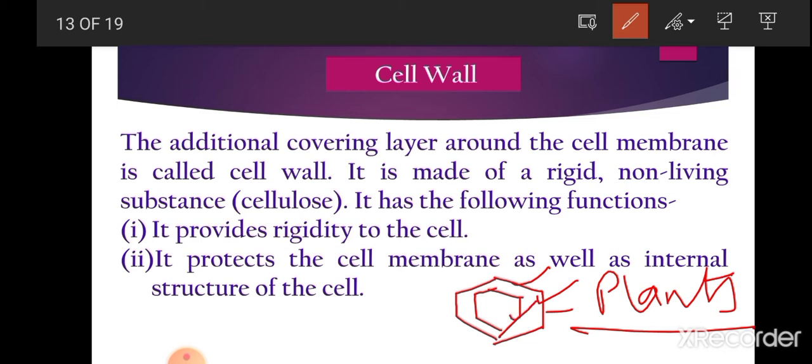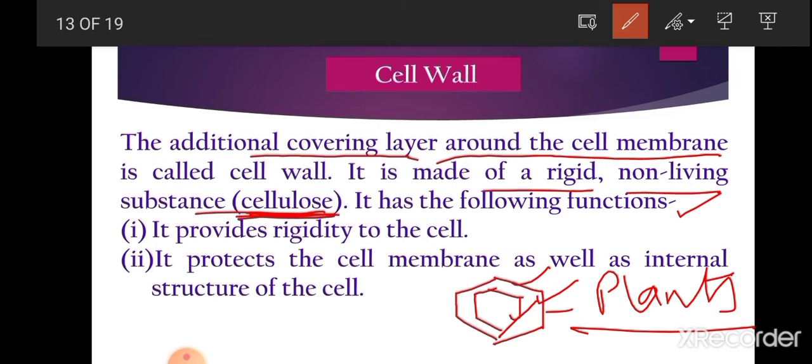So the cell wall is the additional covering layer around the cell membrane, and it is rigid and a non-living substance, meaning it is made up of cellulose. All of you know cellulose is found in plants, so that cellulose is present in the cell wall only. So the cell wall is made up of cellulose. It is a non-living substance. You know, cellulose is a type of carbohydrate, and it also has various functions.